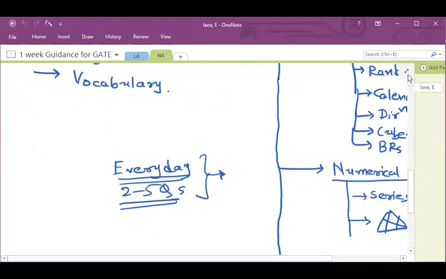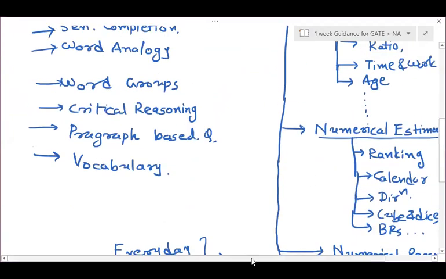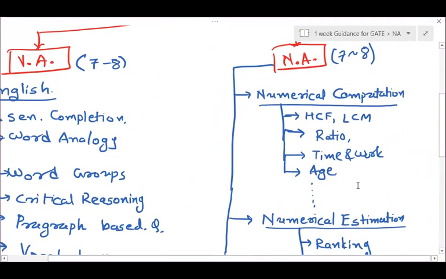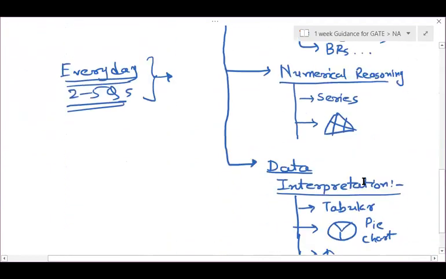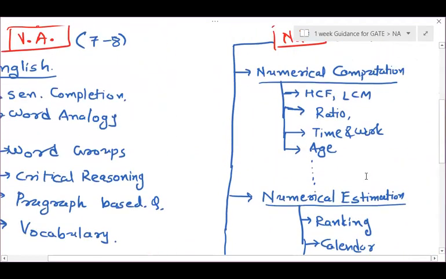In numerical aptitude, I have shown you in the previous class this classification: numerical computation, numerical estimation, numerical reasoning, and then data interpretation. So I'll be covering the first two topics of numerical computation, which are HCF, LCM, and ratio, and particularly ratio.